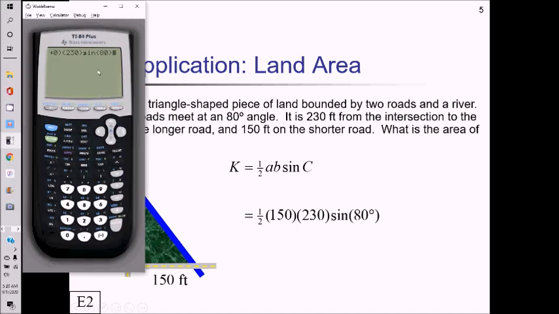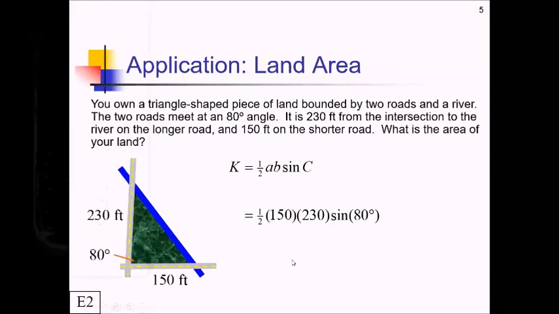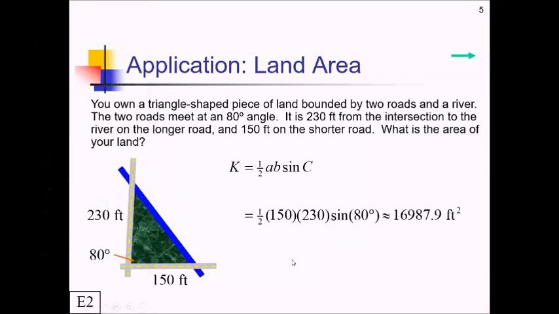So here I am on my calculator. I've plugged all that in, and that comes out to 16,987.9. And that is going to be in square feet since that's area.